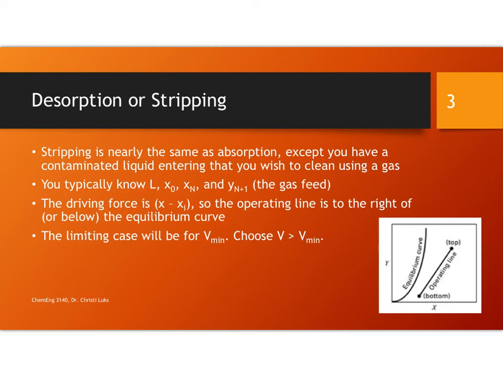Since this problem will be one for stripping or desorption, just remember that some of the key things you need to know is that the point of view is that the material is being removed from the liquid and being added to a clean gas. And so typically you're going to know the liquid flow rate, the composition of the liquid at the inlet and the outlet, and the gas feed composition. We can find pinch points to estimate what the minimum gas flow rate needs to be, use that to estimate the appropriate gas flow rate, and our driving force typically will be the X composition change.